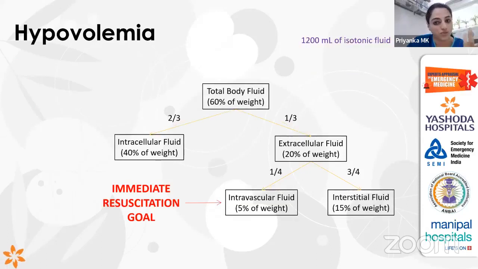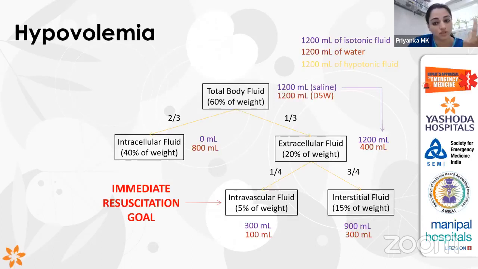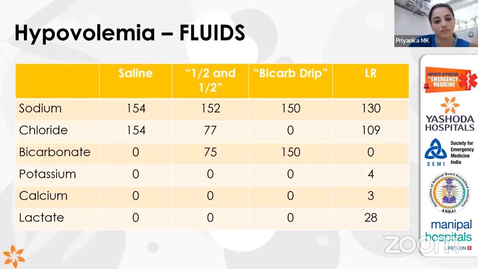So when we give isotonic fluid, which is your normal saline, the distribution is the same, and only 300 ml reaches the intravascular fluid. But if you give water or a 5% dextrose, the amount which reaches the intravascular space is even lesser. Hence, the primary fluid of choice in a patient with DKA is isotonic saline, irrespective of the sodium. So the fluid options which we have could be saline, could be a half and half, or a bicarb drip, or a lactated ringers.